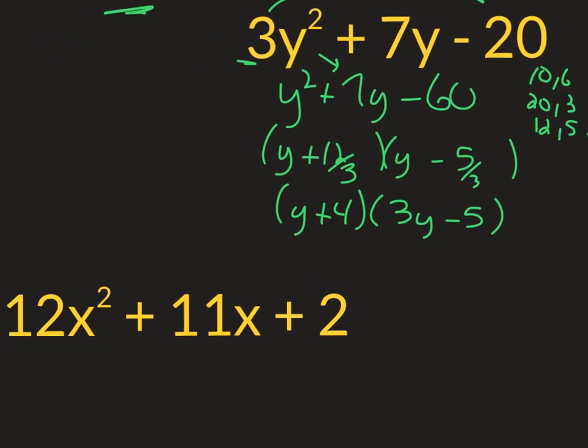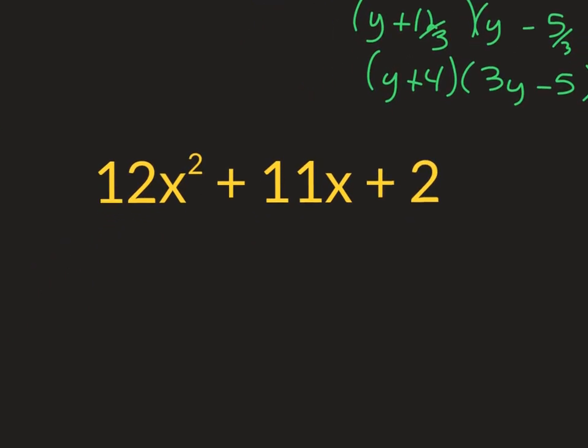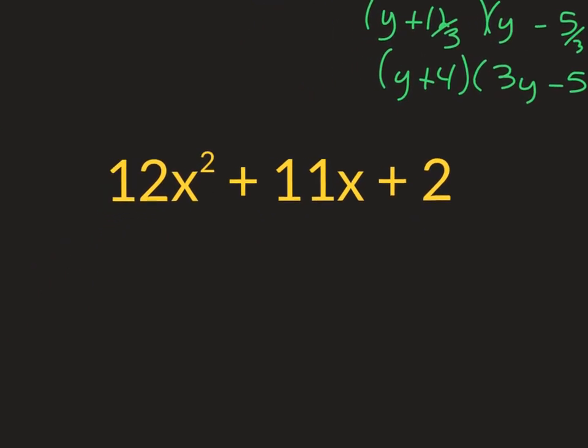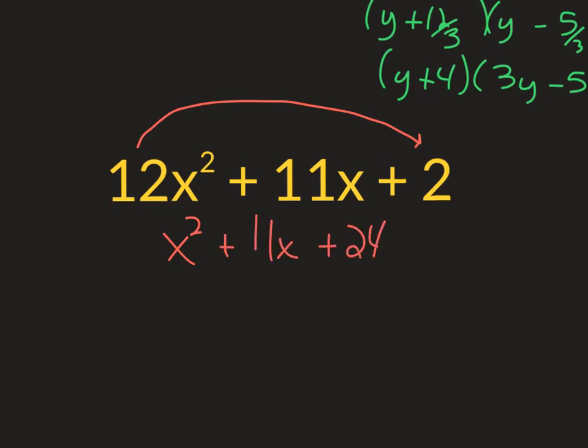One more. Last one here. Okay, number in the front again. Slide, divide, slide. Sliding the 12 to the end of the 2. If I slide that 12, my last term becomes a 24. And now I'm factoring. So I'm looking for factors of 24 that will give me 11. And I think you can look at that. No, that's 8 and 3. So I'm going to go x plus 8, x plus 3.